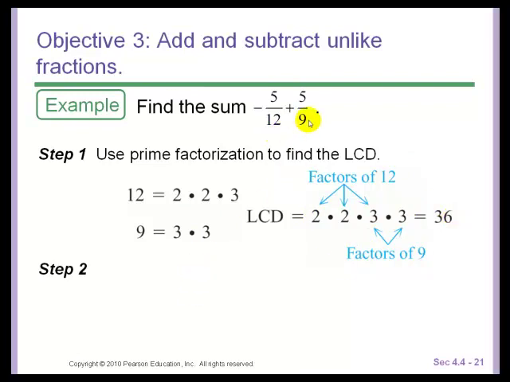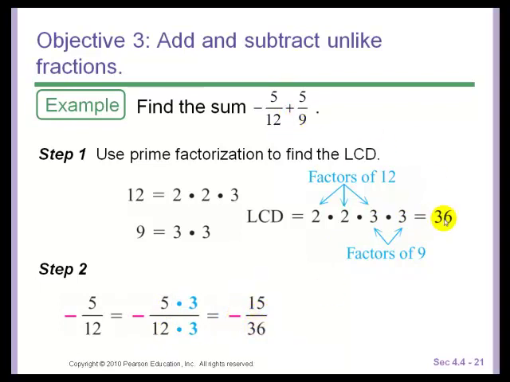Now we have to rewrite both fractions with the denominator of 36. To turn 12 into 36, we're going to multiply by 3. It is pretty clear from the LCD that factors of 12 cover 2 times 2 times 3, so the only extra piece is this 3. Multiply 5 times 3 and 12 times 3, and you get -15/36.